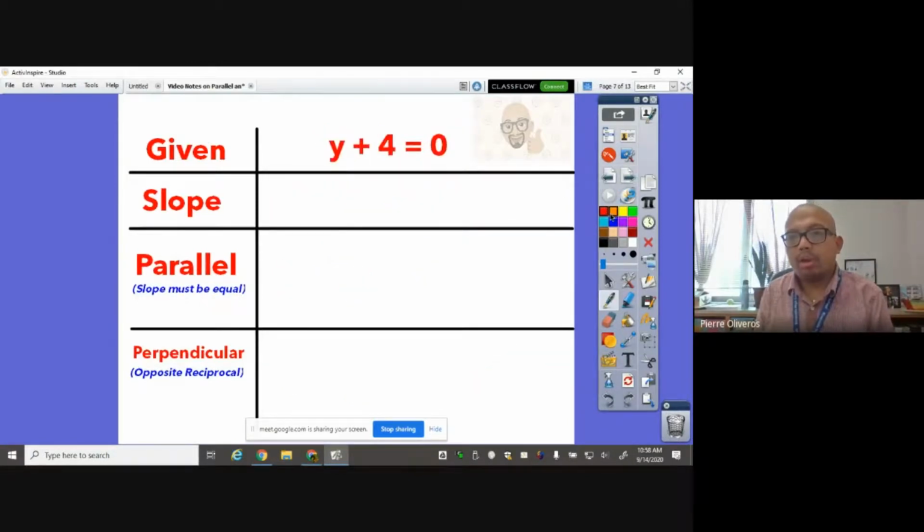One more. So if we have y plus 4, we have to isolate the y again to make it slope intercept form. Minus 4 here, minus 4 here. That will give us y is equal to negative 4. If you notice, there's no x here. Remember, in the slope intercept form, the hint is that the number beside the x is your slope. There's no x here, so this can be written as y is equal to 0x minus 4. So therefore, the slope here is really 0.